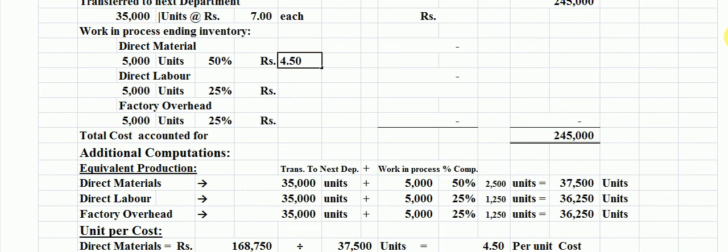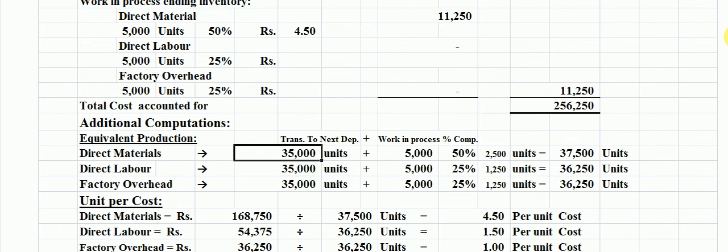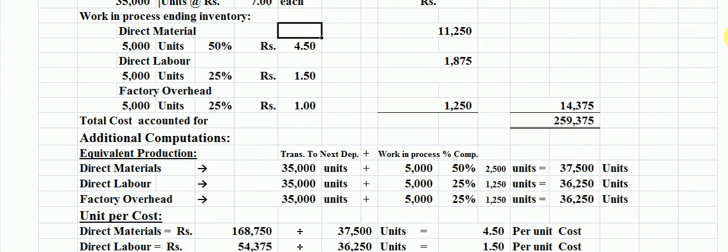Now per unit cost is 4 rupees and 50 paisa as a material, 1.5 as a direct labor per unit cost, and 1 rupee as a factory overhead. Now students, we have to multiply units with degree of completion and per unit cost. Then we find 11,250 rupees as a direct material cost of units still in process, the same as direct labor cost, and 1,250 rupees as a factory overhead cost.